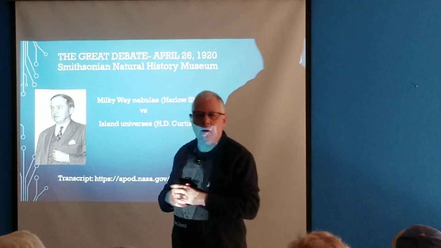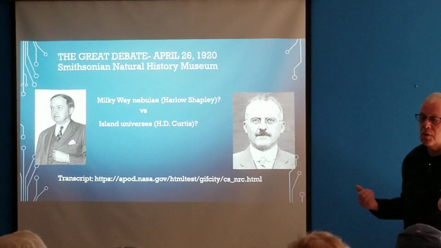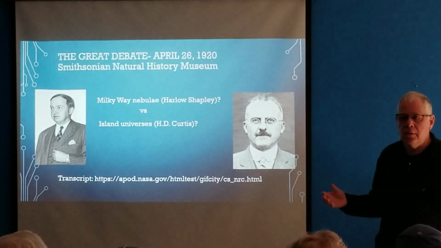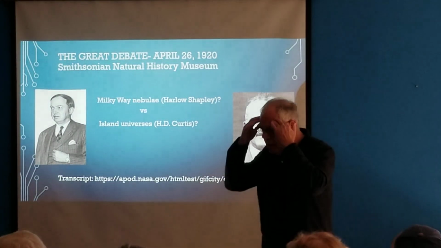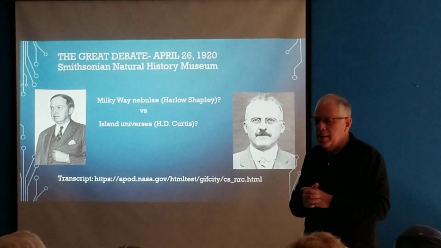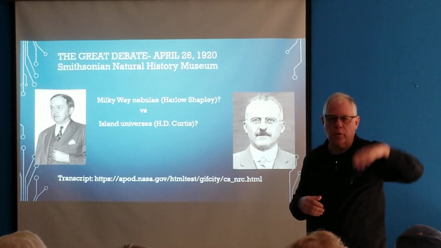And the prevailing thought was they're in the Milky Way. Just like we had the Orion Nebula in the Milky Way, we had the Andromeda Nebula in the Milky Way. Why? Because nobody knew the distances, okay? And the cosmological thinking at the time was the Milky Way is all there is. So how can anything be much further?